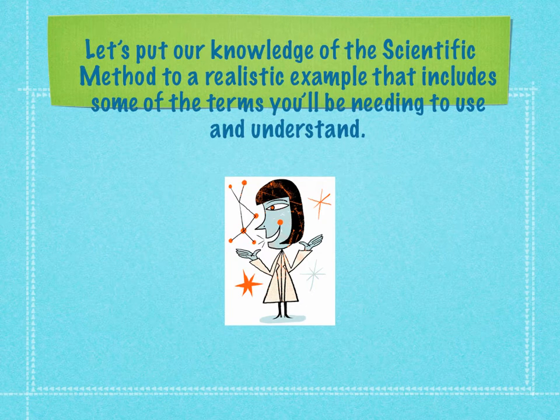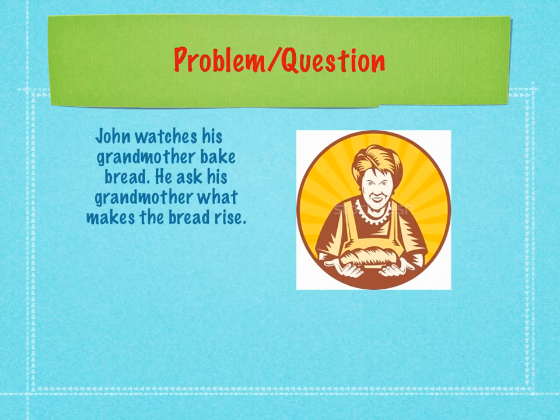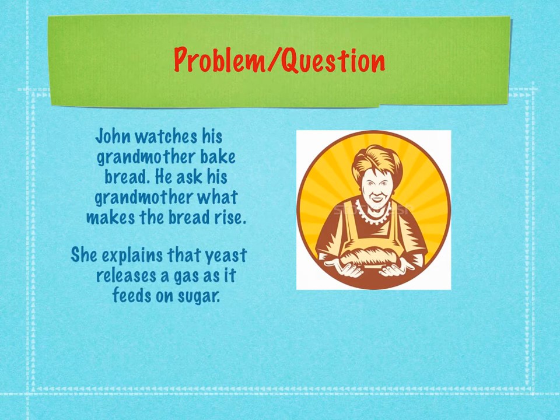All right, so now let's put the knowledge that you have of the scientific method to a realistic but simple example, hoping that you'll be able to understand everything that we've discussed. So here's the problem. John watches his grandmother bake bread. So he asks his grandmother, what is it that makes the bread rise? She explains that it's actually a process called fermentation, where the yeast releases a gas as it is feeding on the sugar. Those gas bubbles get trapped in the dough, and as it bakes, they pop, and that's what leaves your bread quite airy.